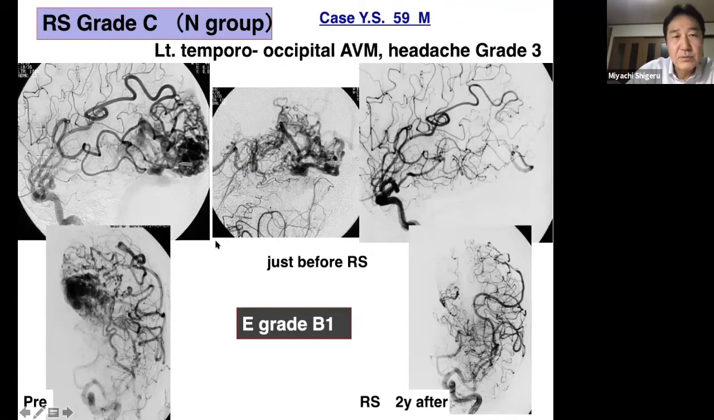On the contrary, this is a non-effective group. This is a diffuse occipital AVM. Just after the embolization, the nidus is still remaining, and a small shunt is also still remaining. So the embolization grade is very low, and the radiosurgical result is also not good.